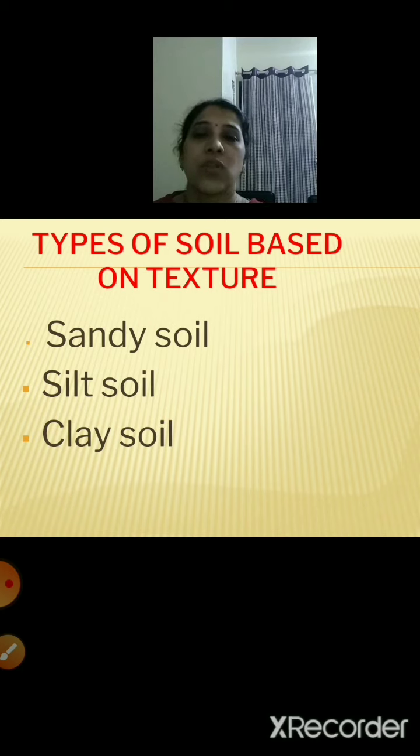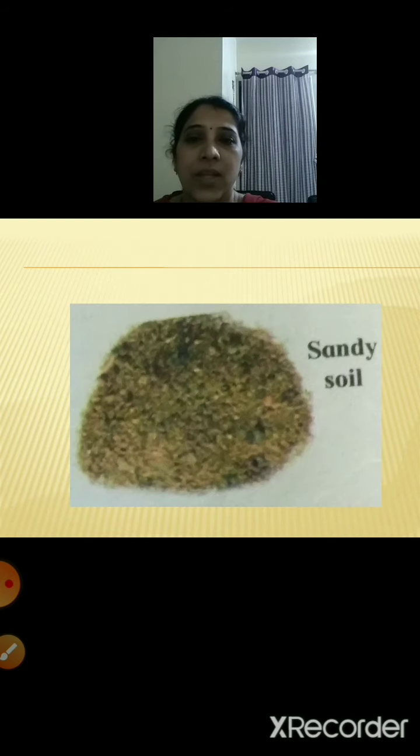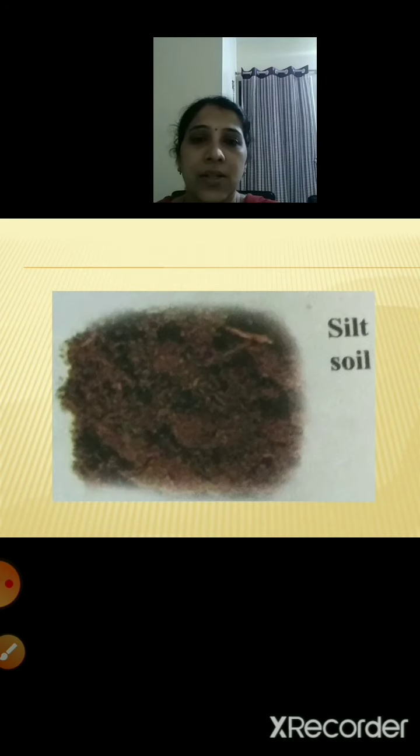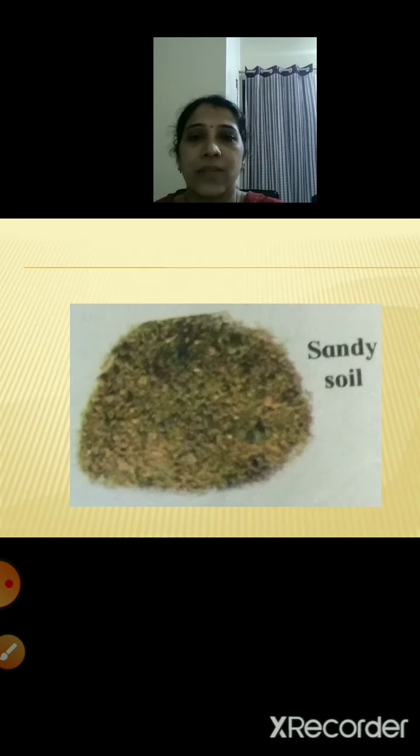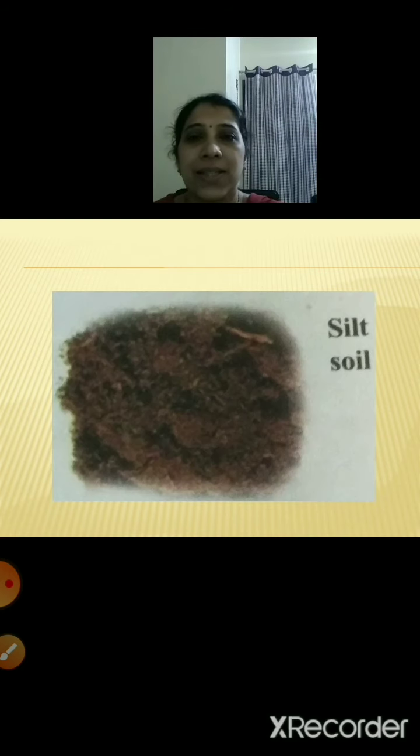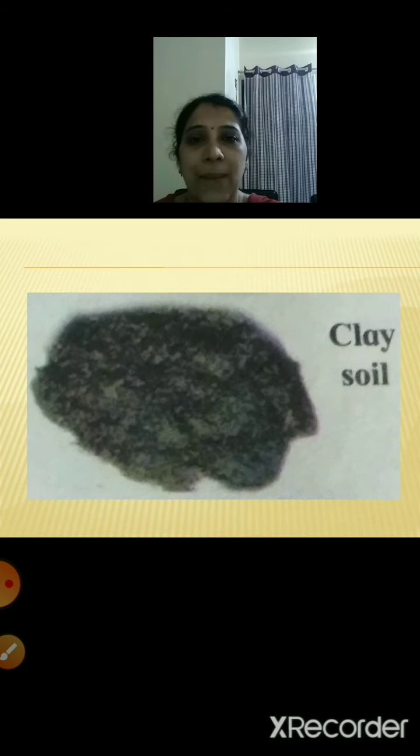So what are the three types of soil? Sandy soil, silt soil and clay soil. Let's study them in detail. Now you can see over here the sandy soil, right children? This is the sandy soil. This is your silt soil. And this is your clay soil. Can you see the difference? In the sandy soil you can see some granular or large particles. Whereas in the silt soil it is a little bit less, the proportion of the particles is lesser. Whereas in the clay soil, you can see it is like a lump, right children?